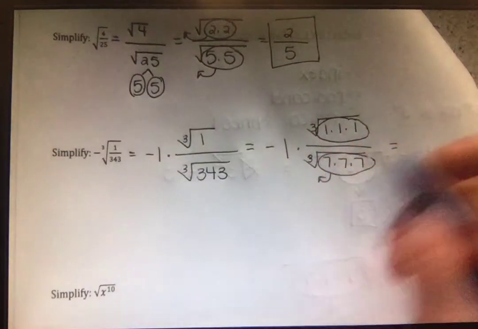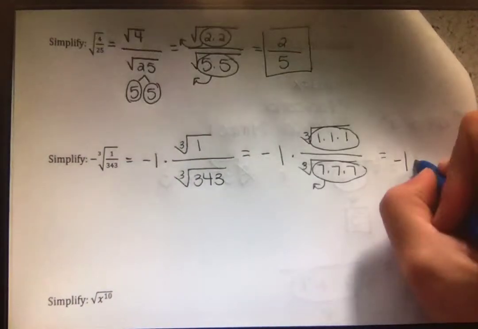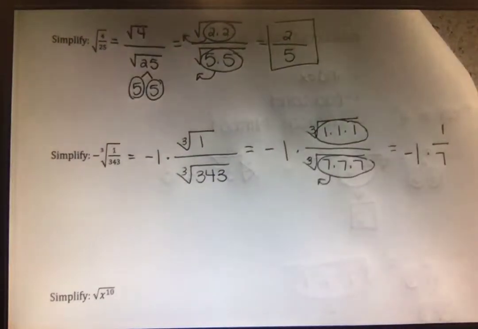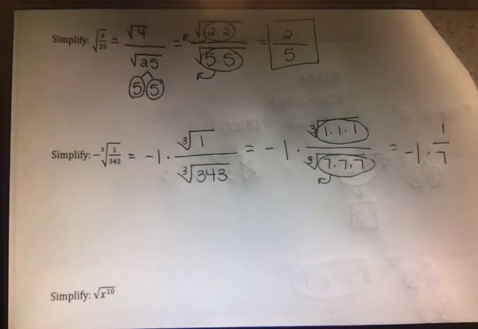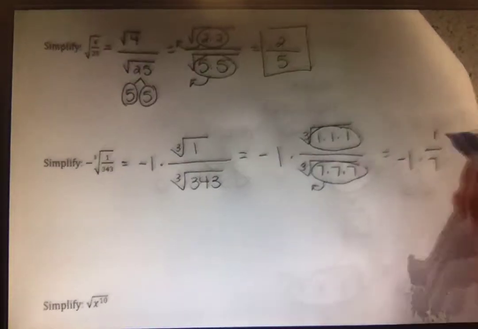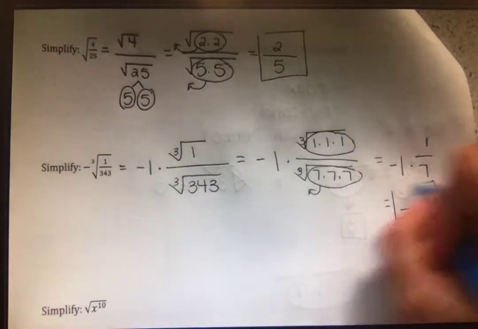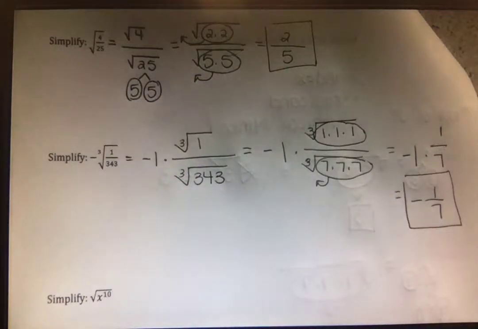So don't forget, that negative 1's hanging out front, times we have 1 up top, 7 on the bottom. There's nothing left underneath the radical, so the radical's going to go away. Negative 1 times 1 seventh will be negative 1 over 7. Final answer, that cannot be simplified, so we're done.